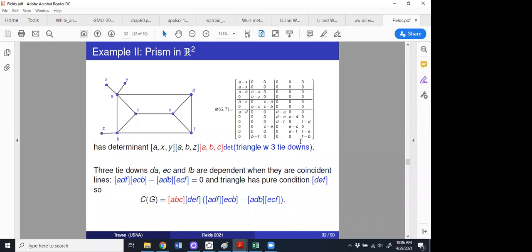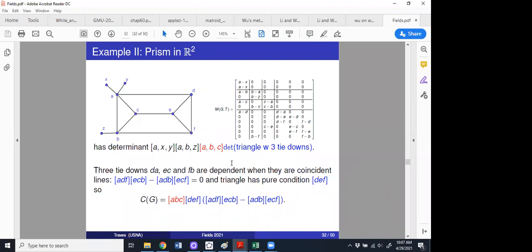If you look at that for a while, you'll realize that this determinant is actually the pure condition for a triangle with 3 tie downs. Well, maybe not the pure condition, but it's the full determinant of M G T, where G is just a triangle, and you've got 3 tie downs. So you've got D E F as a triangle, and D is tied down to A, E is tied down to C, and F is tied down to B.